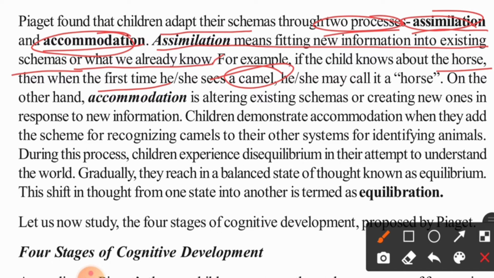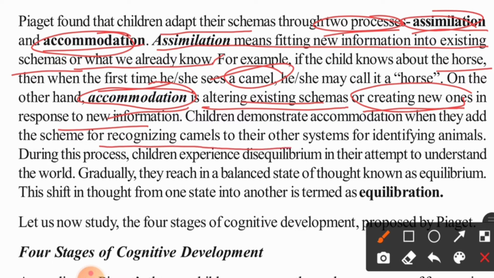Next we have accommodation. What is accommodation? On the other hand, accommodation is altering existing schemas or creating new ones in response to new information. Children demonstrate accommodation when they add a schema for recognizing the camel to their other systems for identifying animals.